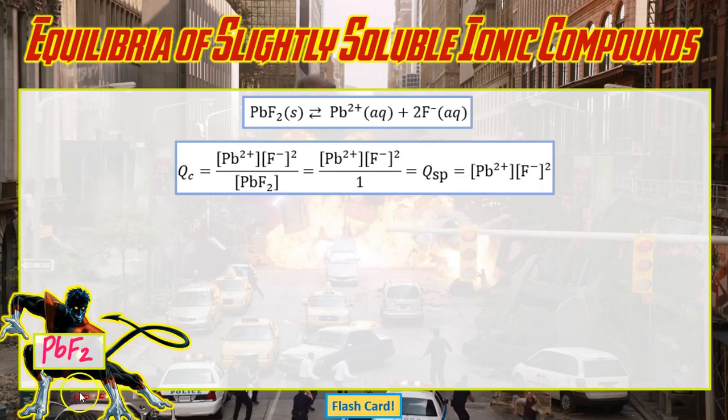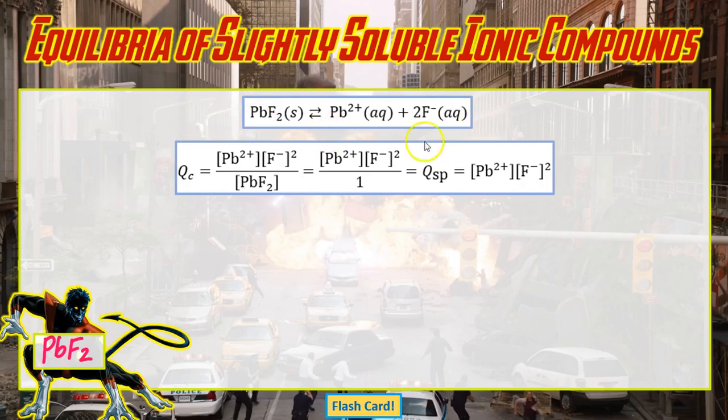PbF2, or lead(II) fluoride, is an example of a slightly soluble ionic compound. Now, when lead ions and fluoride ions meet, they swiftly create a white, slightly soluble solid that falls out of solution, right? And so that's how I'm making that connection. Of course, this reaction here is a balanced equation, and as you can see, it is in equilibrium. So we have the PbF2 solid in equilibrium to form Pb2+ and 2F- anions. And of course, everything is balanced.